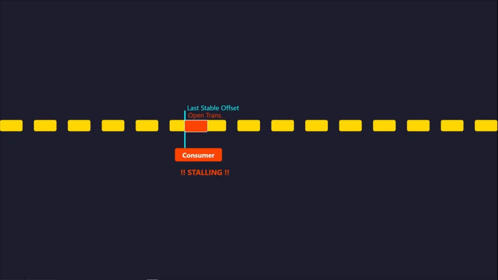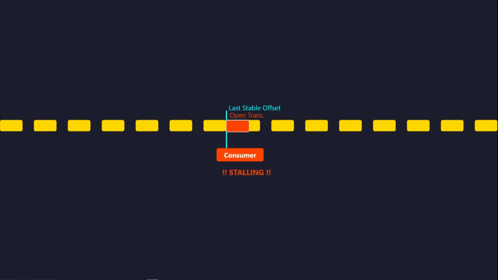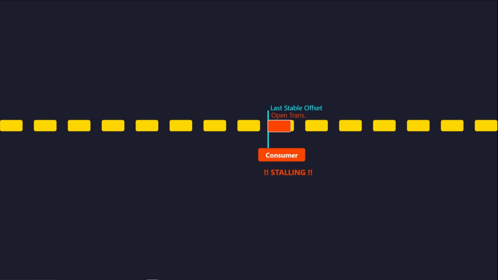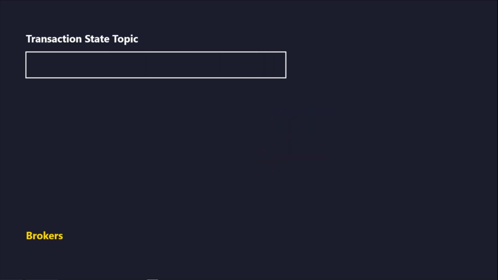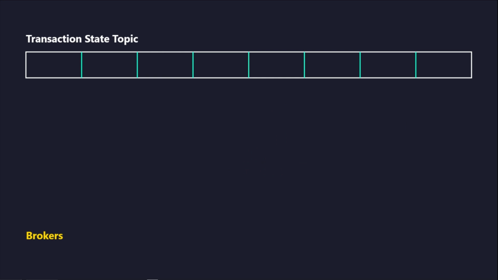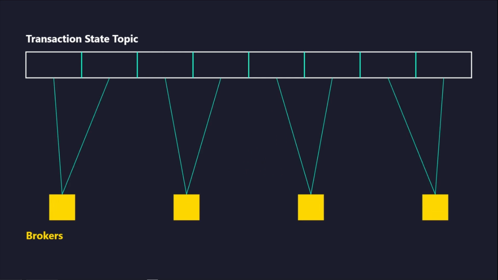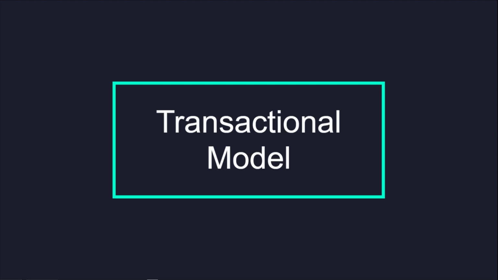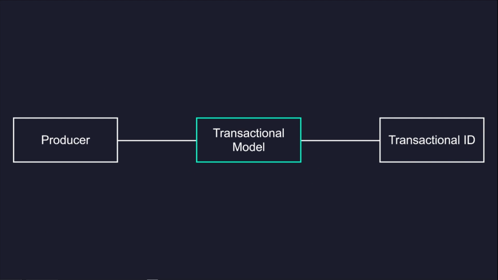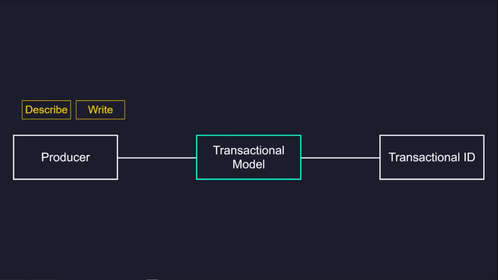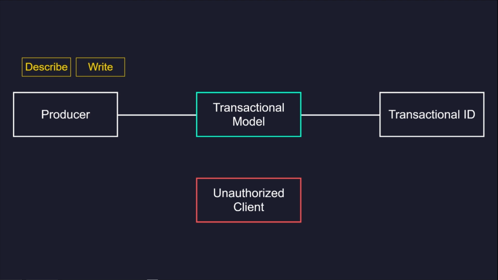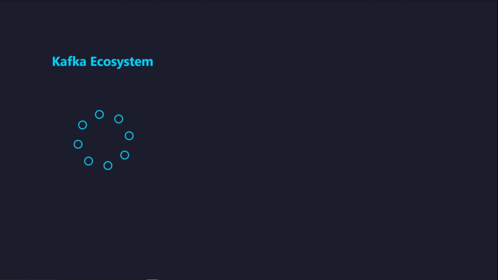If a transaction remains open, it prevents the last stable offset from advancing, which causes read-committed consumers to lag behind and eventually stall. The transaction log itself requires careful tuning. The number of partitions in the transaction state topic should be high enough to distribute the coordination load across all brokers in a large-scale production environment. Security is also integrated into the transactional model. You must ensure that the producer has the describe and write permissions on the transactional identifier to prevent unauthorized clients from interfering with or fencing legitimate producers.